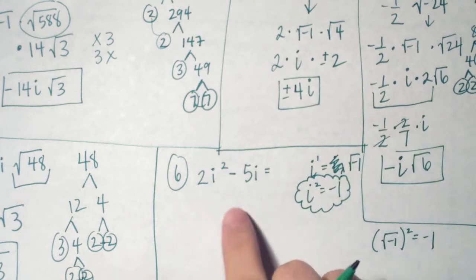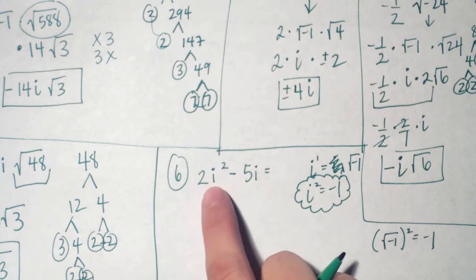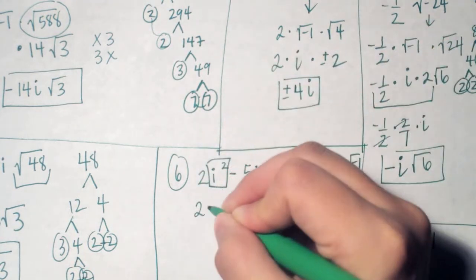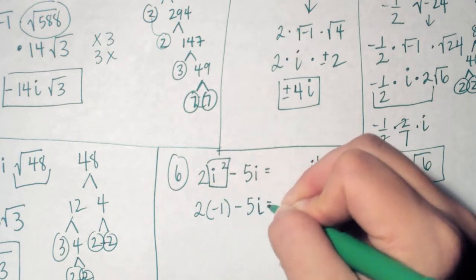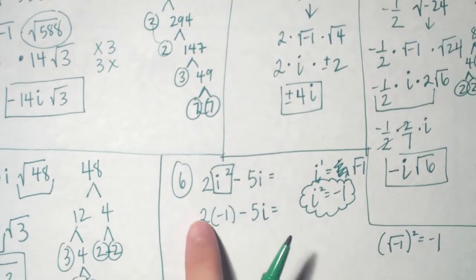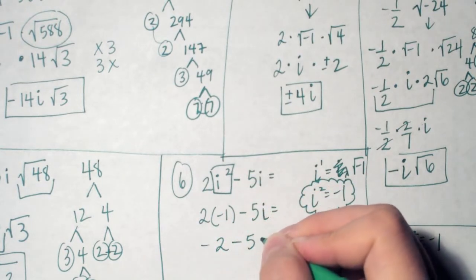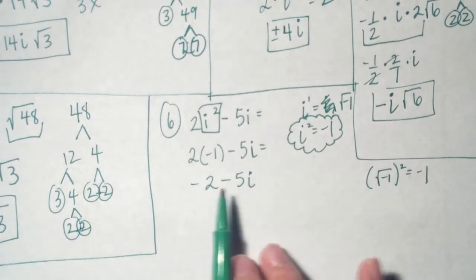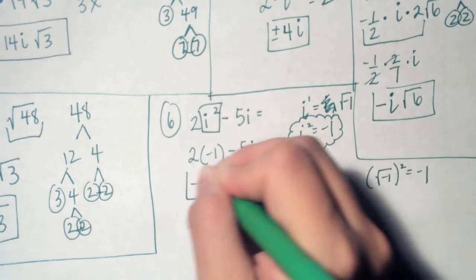So remember, I can only leave my answer in terms of i for imaginary, so I need to replace this i squared guy right here with a negative 1. So I have 2 times negative 1 minus 5 times i. So 2 times negative 1 gives me negative 2 minus 5i. Treat i like a variable or like an x. I cannot smush, combine like terms, nothing. So I am done with this problem.